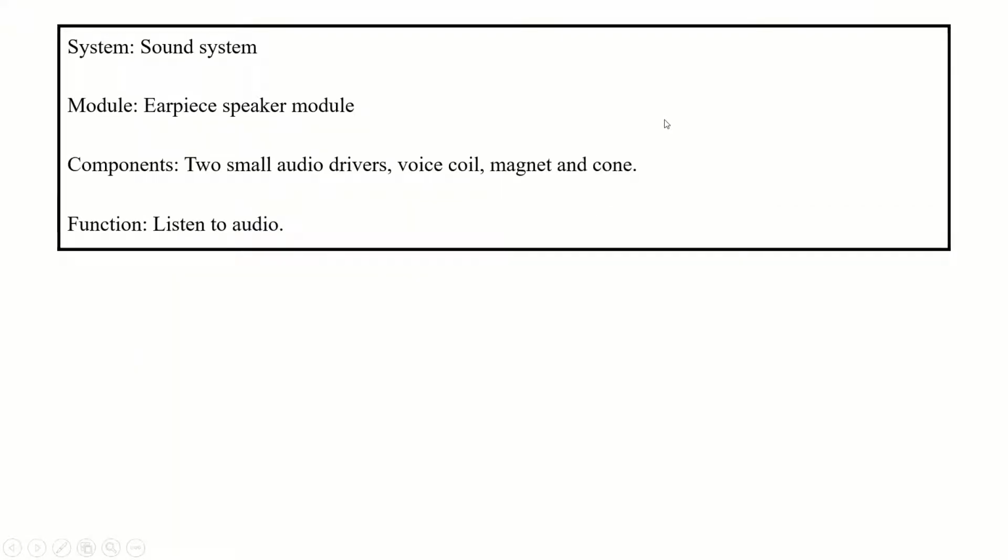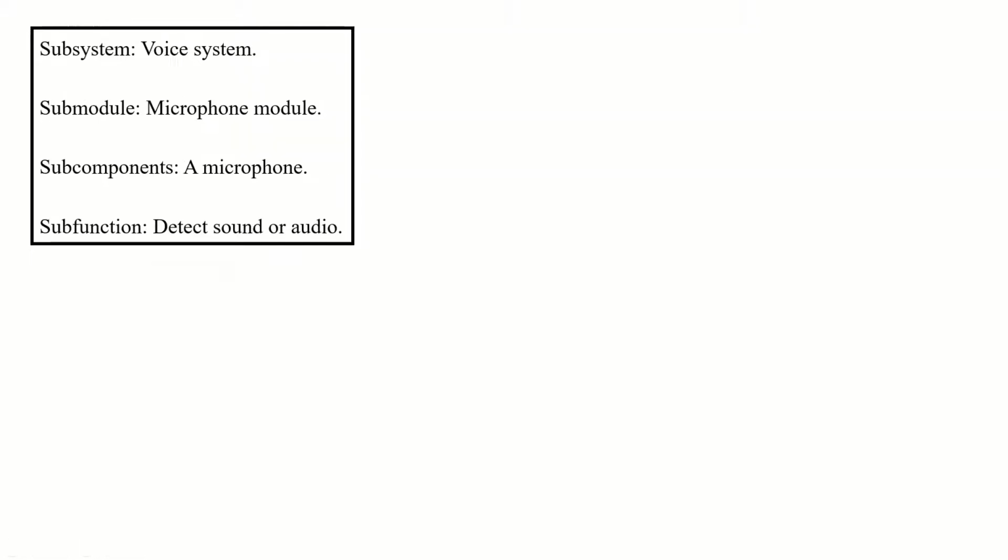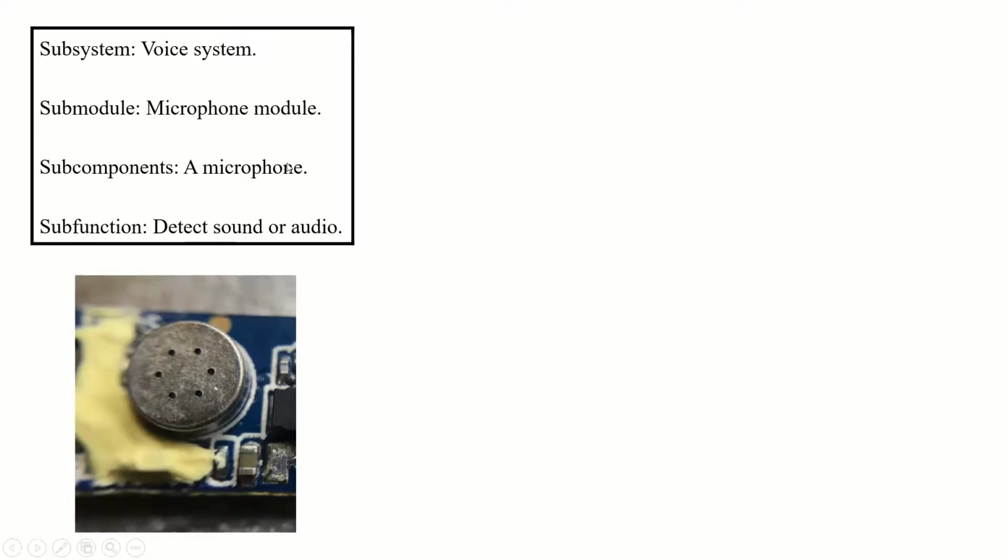First of all, let's have a look at the sound system. The module used here is earpiece speaker module. For the components, we have two small audio drivers, voice coil, magnet, and cone. Its function is to listen to audio. Next, we look at all other subparts. For voice system, we use microphone module, and a microphone is needed as the component. Its function is to detect sound or audio.